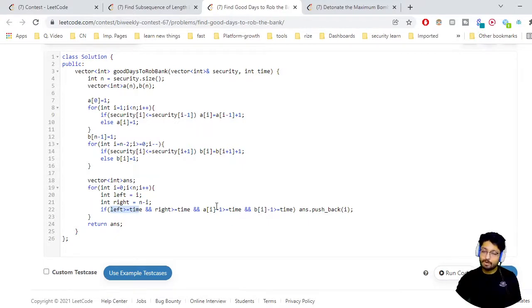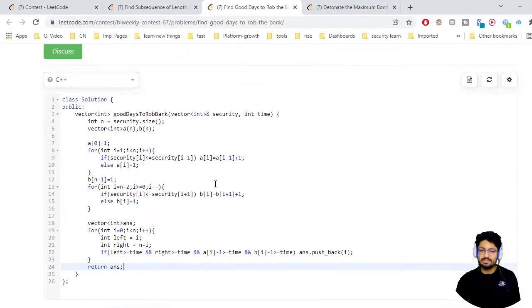And what you have to check here is, let's say A of I is the streak on the left side. So the streak on the left side should be greater than or equal to time, as well as on the right side. That's it, we just have to check that. Which means we should have at least 2 elements that are decreasing towards that point from the left side and increasing from that point to the right side, and they should be at least equal to time. If that is fine, then we push out the index, or else we won't, and print out all the indexes. Nothing much complicated. You'll easily understand that.